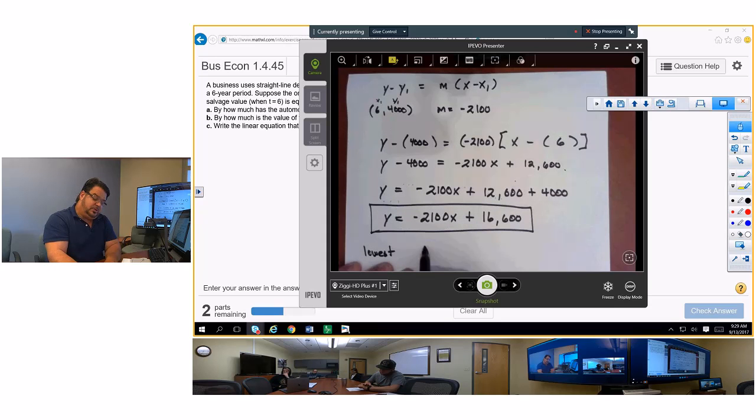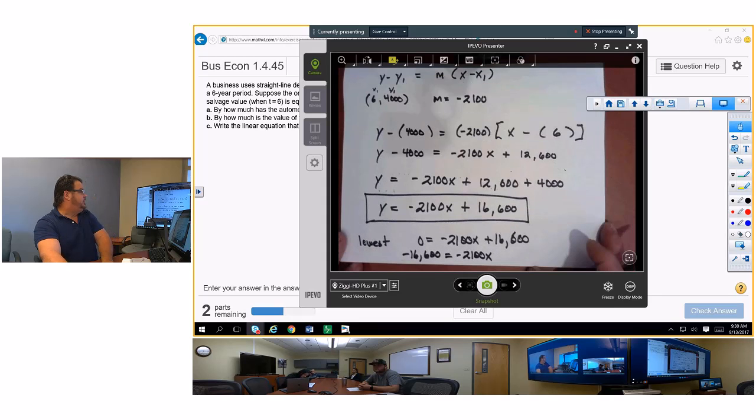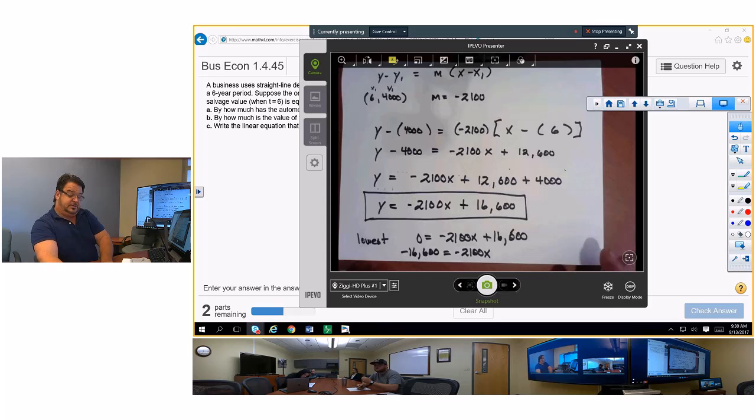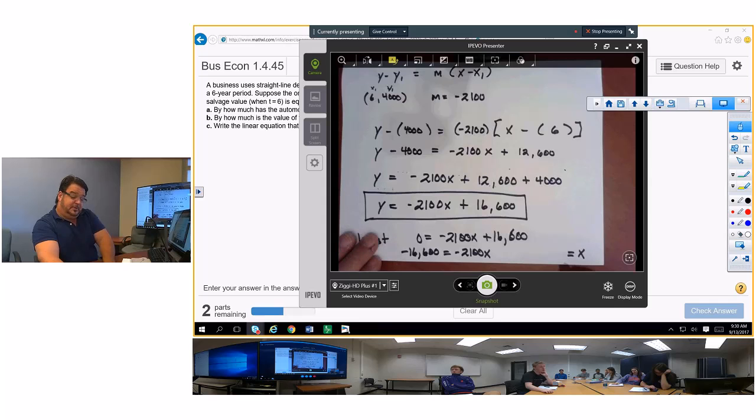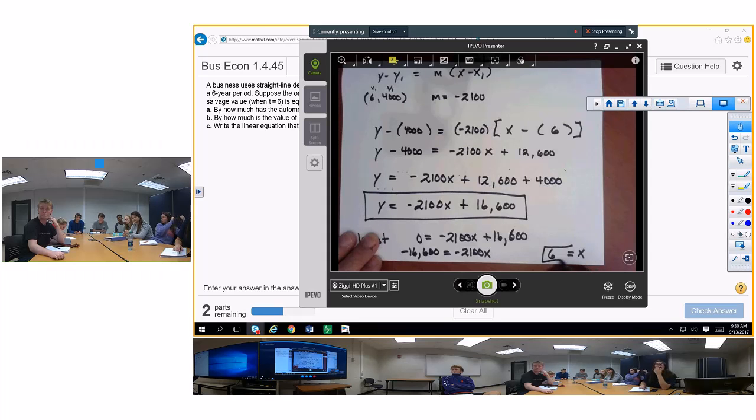Then that would be 0 is equal to negative 2100x plus 16,600. So that's going to be minus 16,600 is equal to negative 2100x. And divide both sides by 2100. Somebody tell me what 16,600 divided by 2100 is. Now you can use your calculators. What does it come out to be? Is it 6? Negative 7.9. What is it?